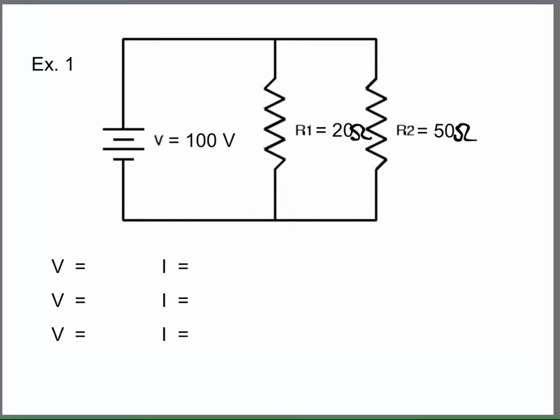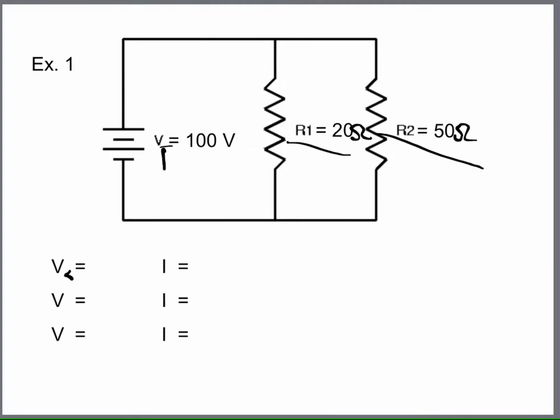Okay. So in this situation, I have my total voltage. I have R1 is 20 ohms. R2 is 50 ohms. Okay. So I'm going to put some subscripts down here.